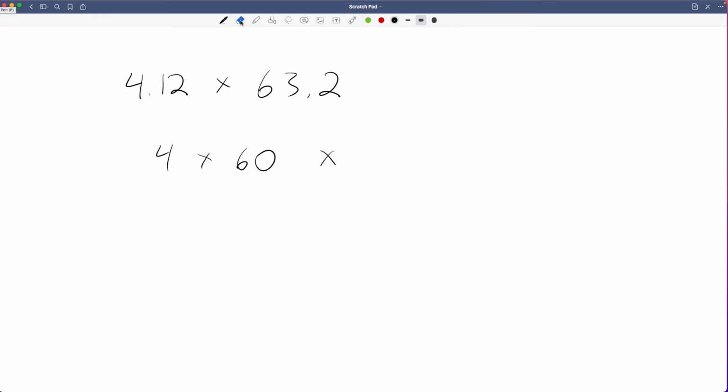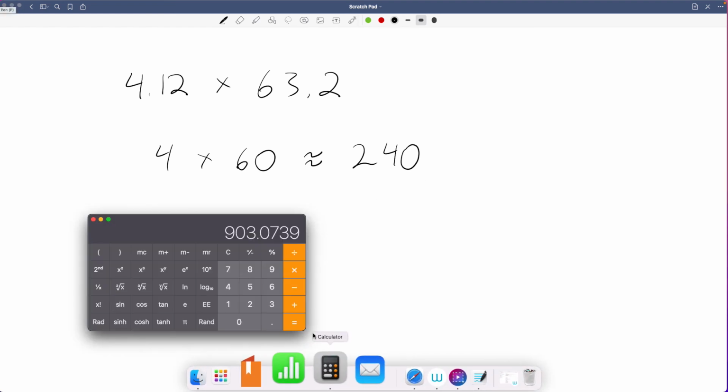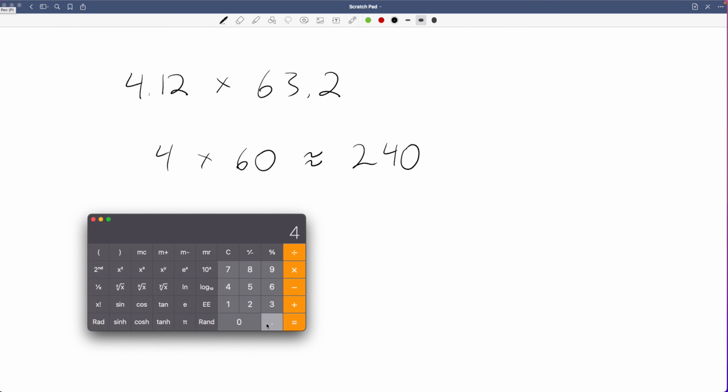Actually, we want to use the right symbol. It's approximately equal to. We have two approximation signs on top of each other. So approximately 240, but when we do the actual math, we find that 4.12 times 63.2 is equal to 260.384. So how far off was that? We still know we have the right spot here. We knew we had the right decimal place because we chose to leave the decimals in their current positions.